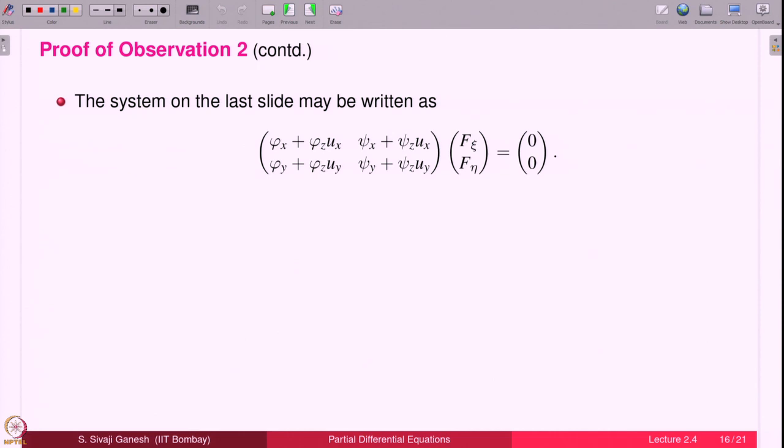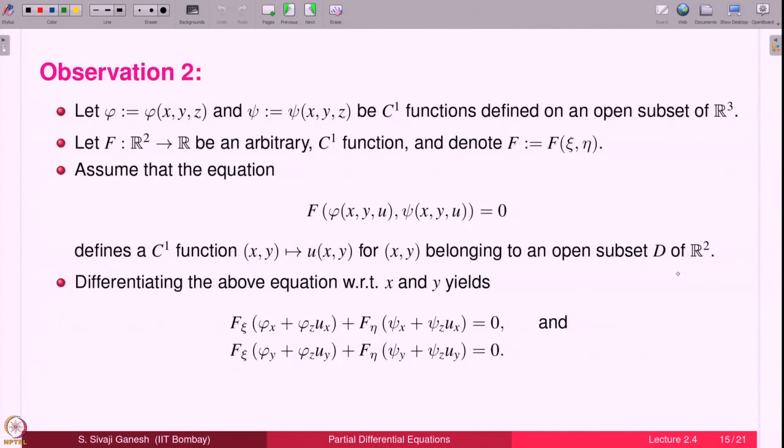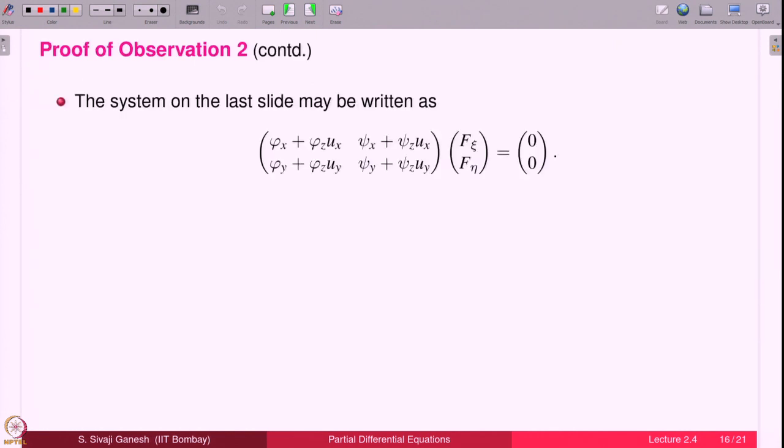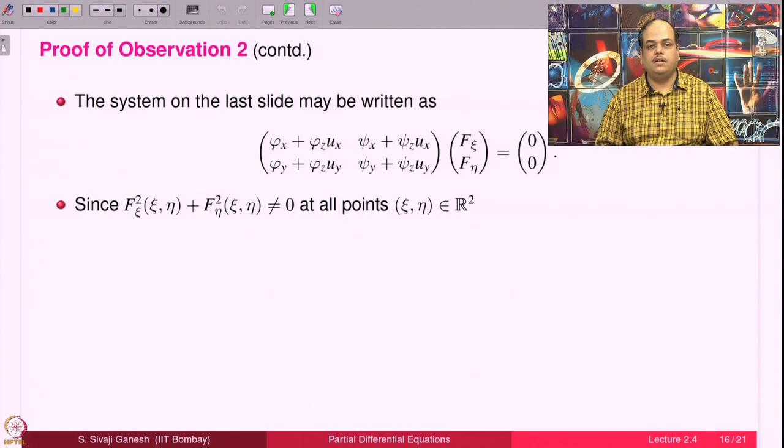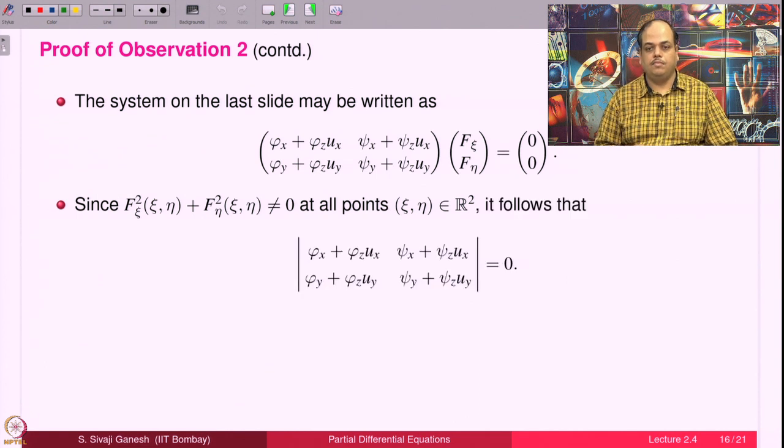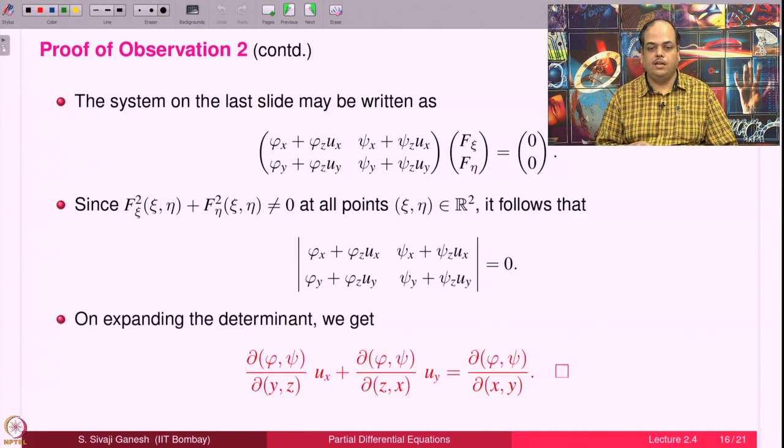Okay. So, the system on the last slide is a linear system for f xi and f eta. You write f xi and f eta as one column, and this is the first row A11, then entry 1, entry 2, entry 2. This is what we have. Now, we have assumed that f xi and f eta cannot both be 0 simultaneously, which means this homogeneous system has a non-trivial solution, a non-zero solution. It means that the determinant of this is 0. And if you expand, this is what we get.